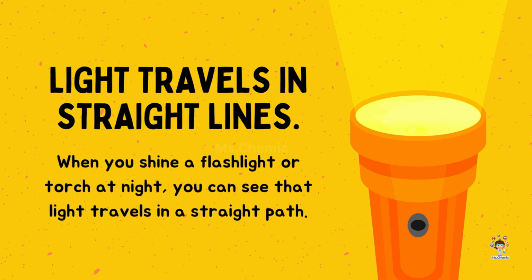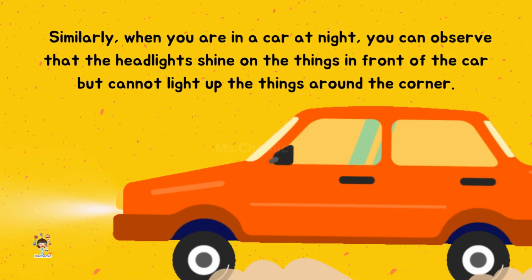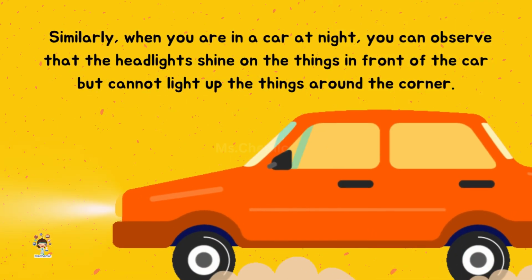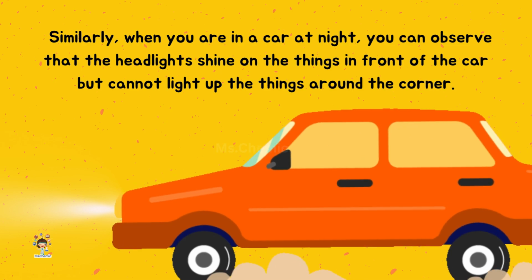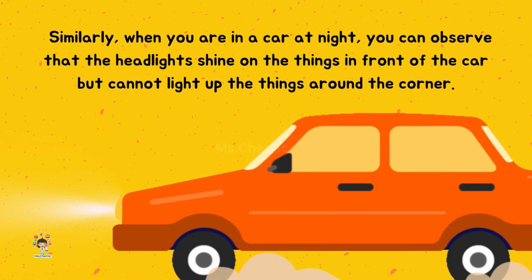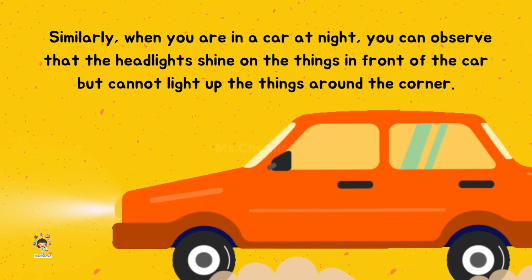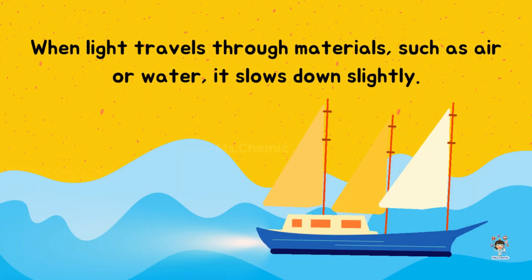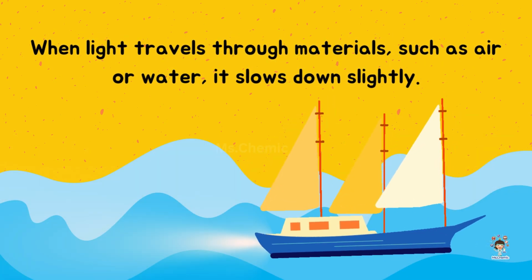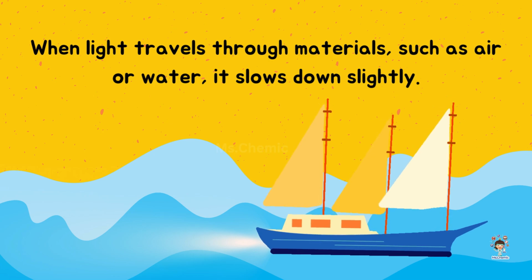When you shine a flashlight or torch at night, you can see that light travels in a straight path. Similarly, when you are in a car at night, you can observe that the headlights shine on the things in front of the car, but cannot light up the things around the corner. When light travels through materials, such as air or water, it slows down slightly.